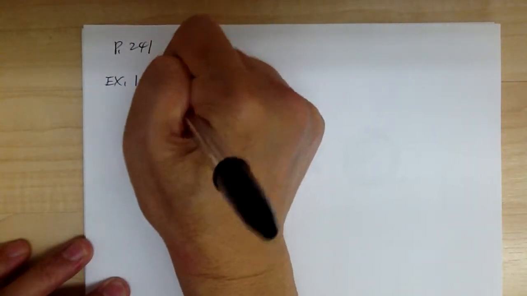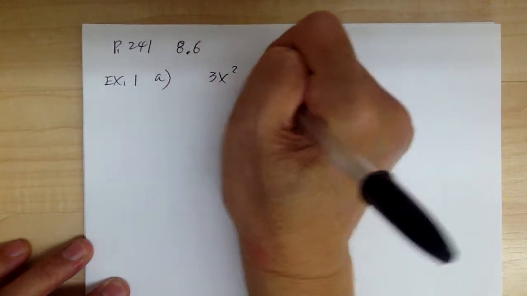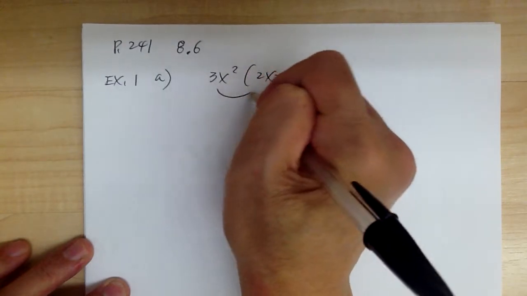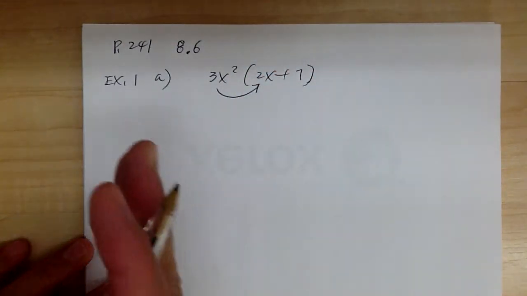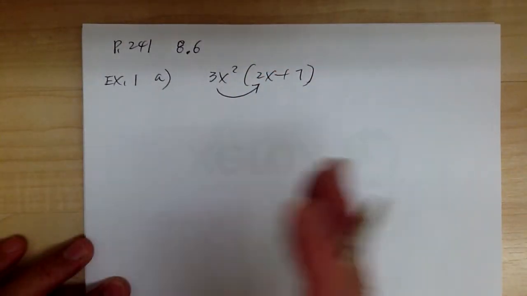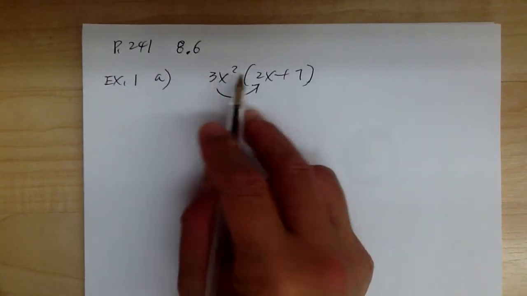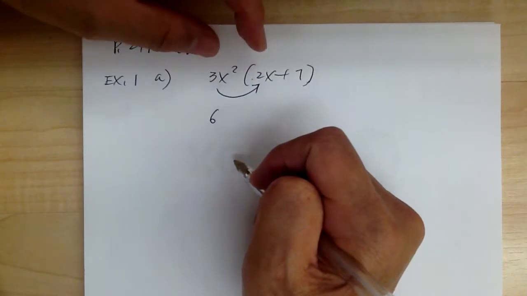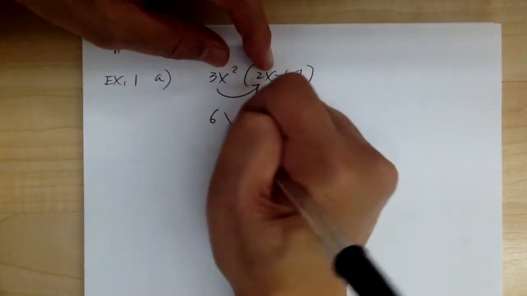So example 1a, you have 3x squared times 2x plus 7. So what you want to do, you're going to distribute, so multiply. And when you multiply, you do the sign, the number, and the alphabet, and the group. Okay? So sign, positive times positive is positive. Number, 3 times 2 is 6. And the alphabet, x squared times x will give you x cubed.